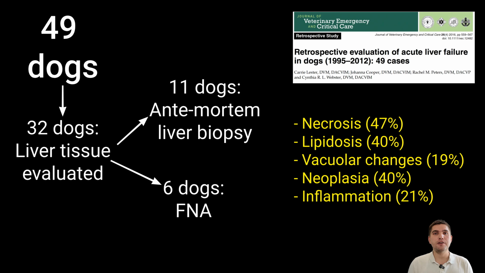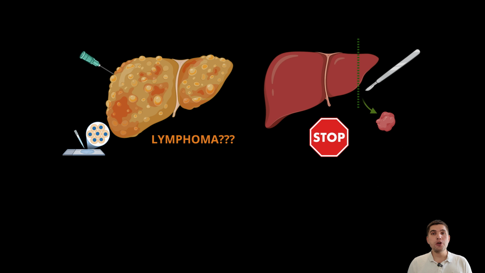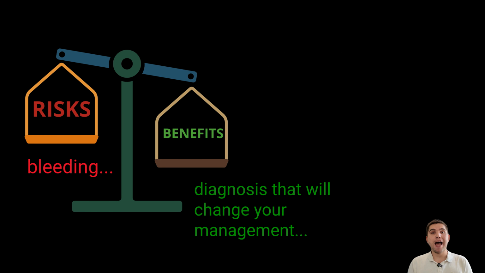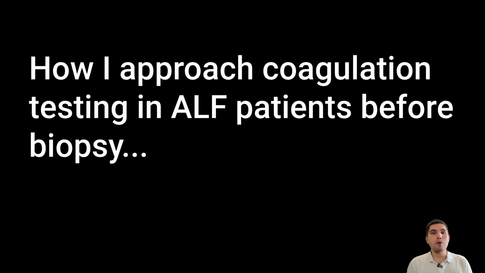Acute hepatitis with inflammatory changes was seen in 21% of cases. So, should you biopsy a patient with acute liver failure who is inherently coagulopathic? In my opinion, it's all about weighing the risks and benefits, especially if you are trying to rule out infiltrative neoplastic disease. Now, before we wrap up, let me walk you through how I approach coagulation testing in ALF patients before biopsy.